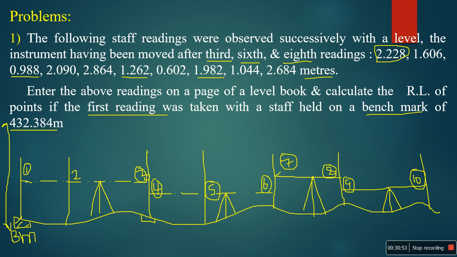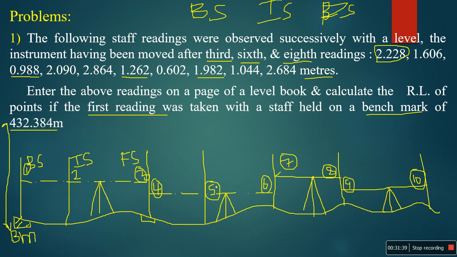Now you have to enter these readings in the tabular column. We require which readings will act as BS, IS and FS. Sorry, it is FS. So for this instrument, this is the first reading. This will act as a BS. The third reading will act as a FS because this is the last reading taken from the same setup of the instrument. In between the BS and FS, only one staff reading is there, that is the second reading. This will act as an intermediate sight.